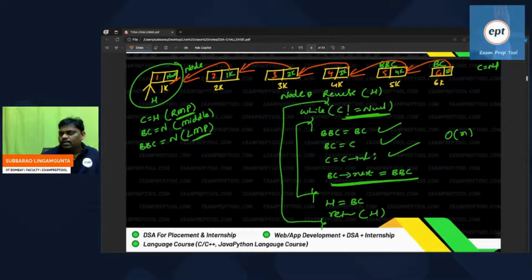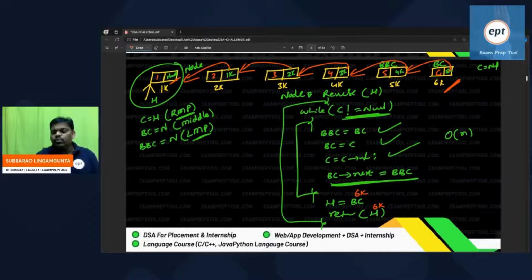At the end, starting node is, I think, after reversing, first becomes last and last becomes first. Starting node is the last node, this one. So return BC. I stored the BC in the head node. BC is what? 6k. 6k I will store in the head. Head became 6k. Return head. Return 6k. Head always points to the first node. So this is the reverse.